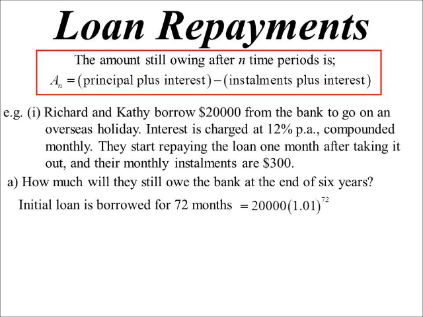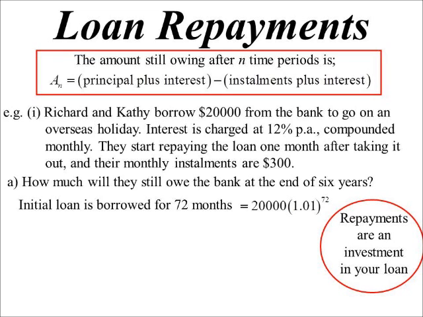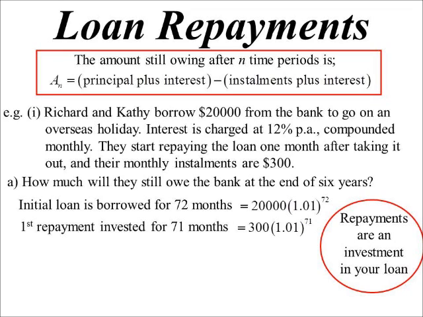Okay, but as I say, a repayment really is an investment. It's an investment on the loan that you took out. I'll explain a bit more about that later. So the first repayment, it's like saying, I'm going to give the bank $300 and I'm going to give it to them for 71 months. So it's 1.01 to the power of 71.